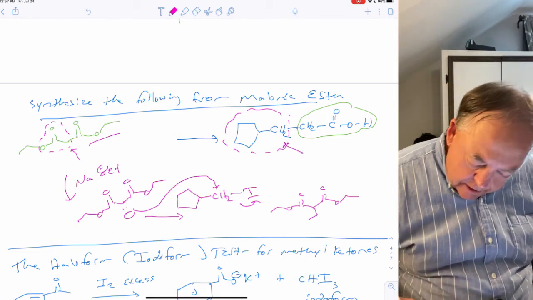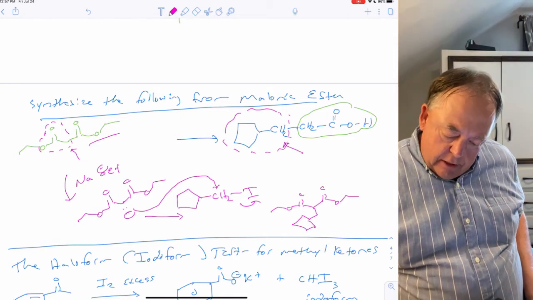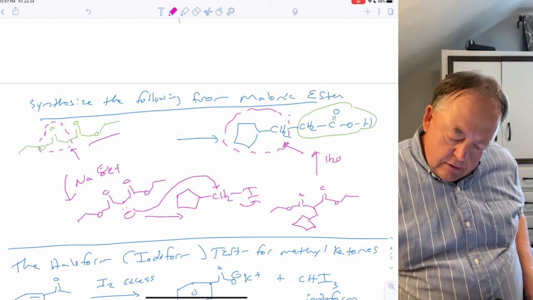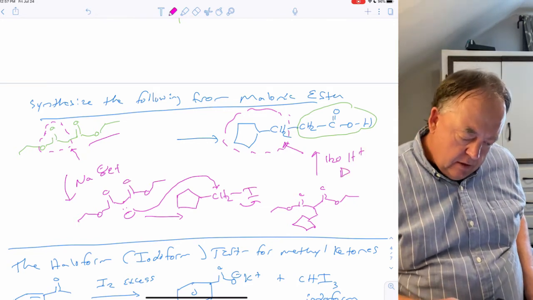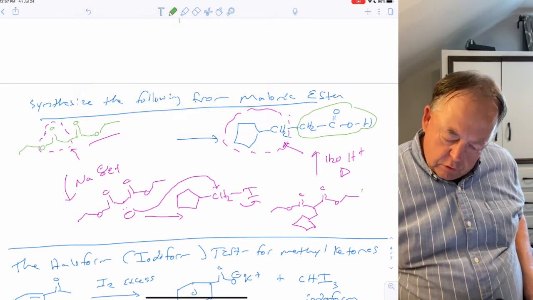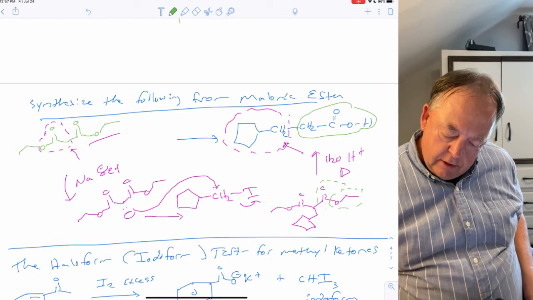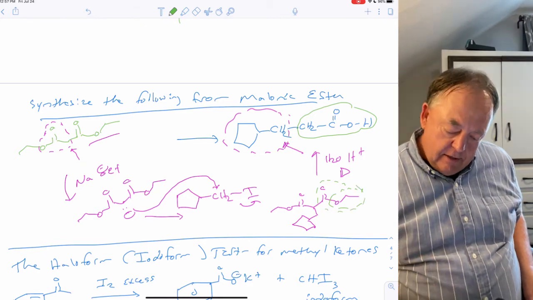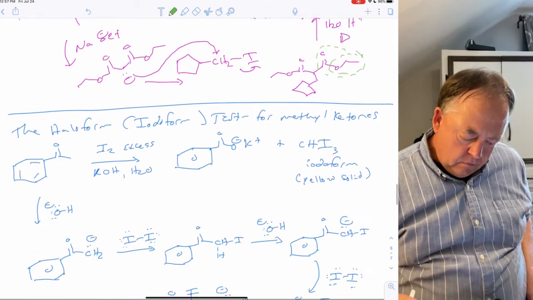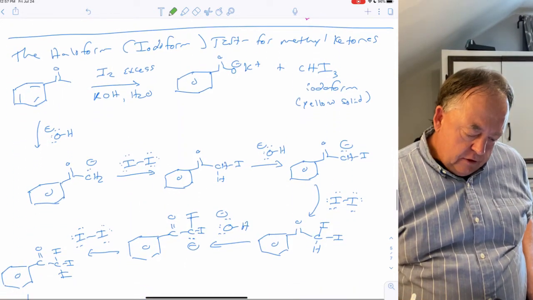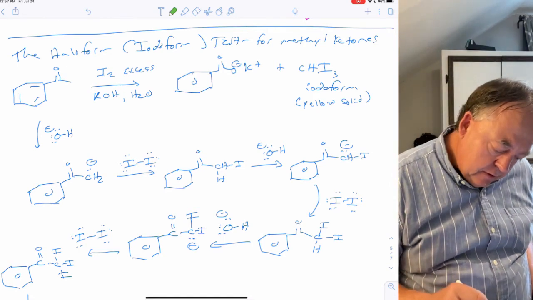Draw a 5-member ring here. And now you would do the hydrolysis of the ester and heat it up, and then that would decarboxylate. Right, so initially that would convert this to a carboxylic acid with H2O and H+, and then that would decarboxylate, and you would have this final product. Okay, so this is just another example of utilizing the acidity of the alpha position.